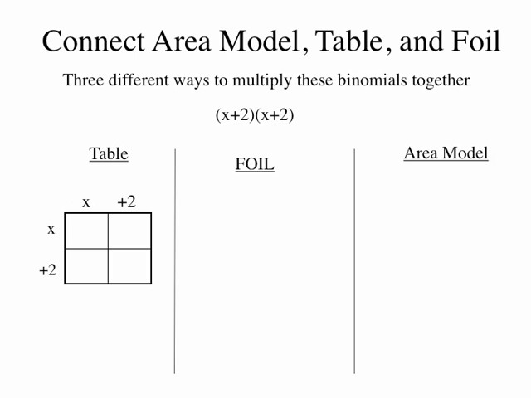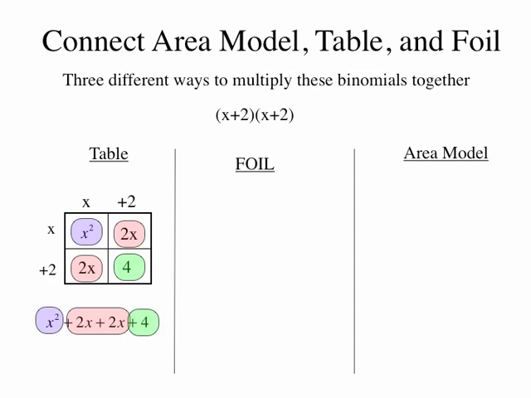If we use the table method, we would see that x times x gives us x squared. X times 2 gives us 2x. 2 times x gives us 2x. And 2 times 2 gives us 4. If we add these terms together, we get x squared plus 2x plus 2x plus 4. And notice where each of those terms came from in the table, which gives us x squared plus 4x plus 4 when we combine like terms.